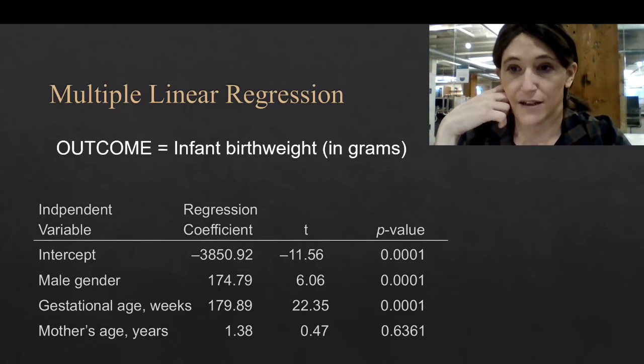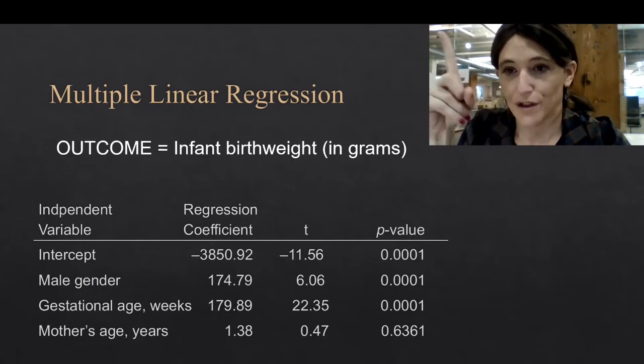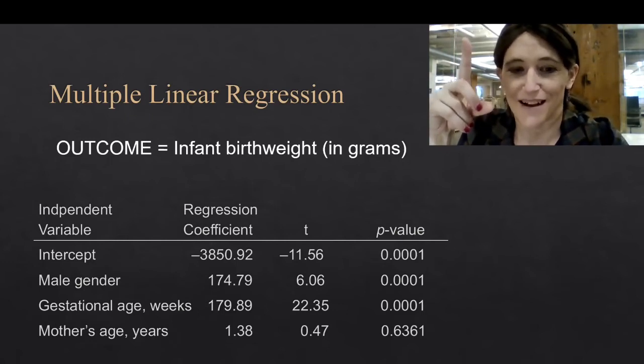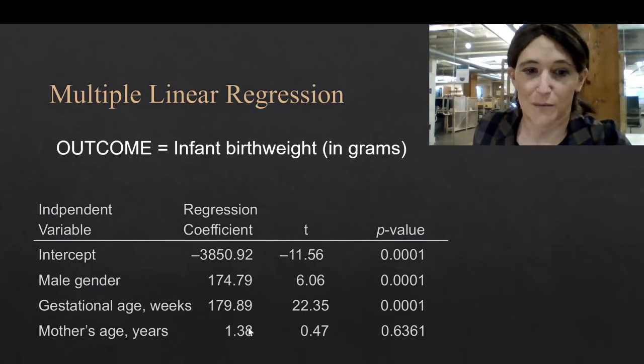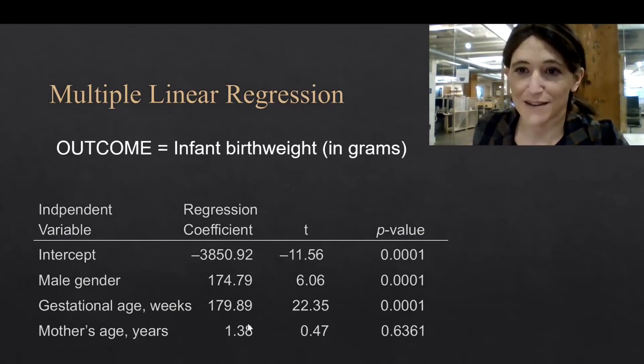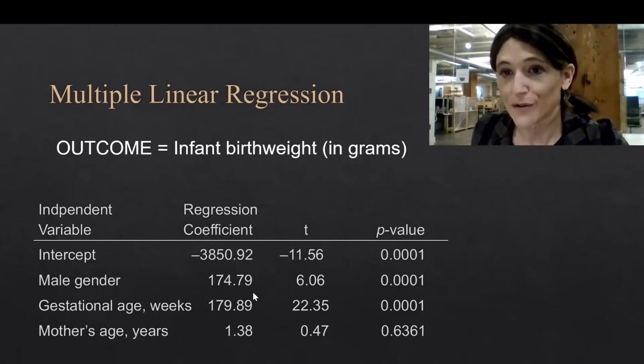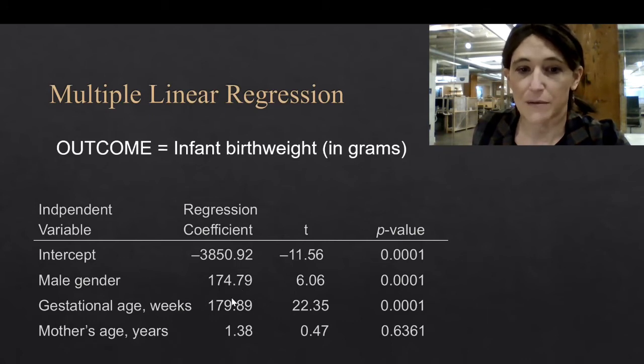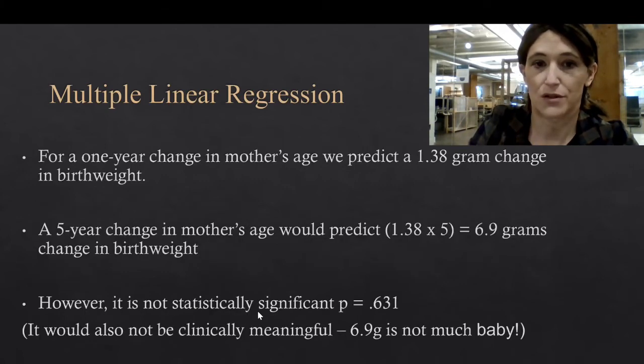And then mother's age in years, so for each year of age of the mother, 1 gram is the linear estimate here of what happens in terms of birth weight. Not only is it not statistically significant, you can see here, that would be a mighty small amount clinically as well, 1 little gram. However, gestational age obviously is a strong predictor of birth weight, which we know, of course, but this is an estimate based on the model that it would be 180 grams per week, which is fairly substantial.